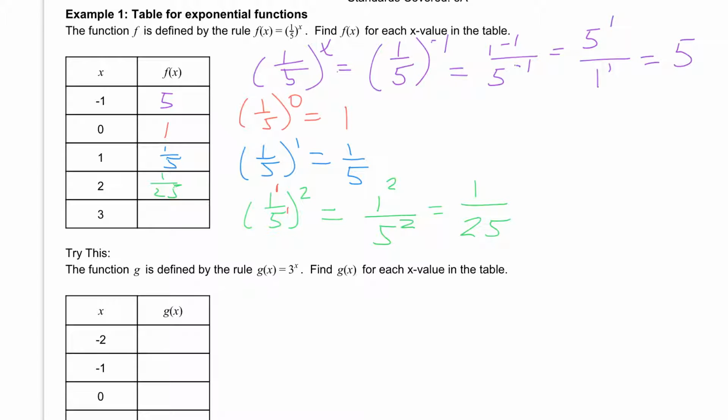And finally, we have an exponent of 3. So we have 1/5 raised to the third, which will give us 1 to the third over 5 to the third. And 1 to the third is just 1, 5 to the third is 125. So we get in here, this is 1/125. Then what I'd like you to do is do the try this, so you can pause this now and unpause it when you're ready to check your answer.